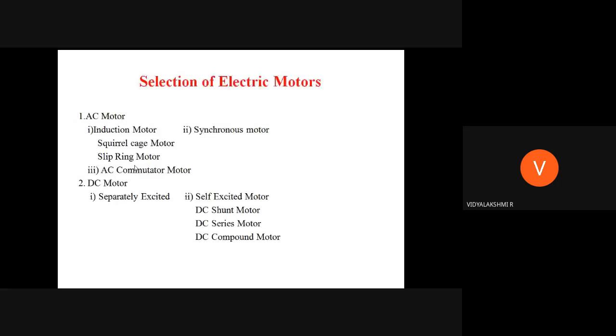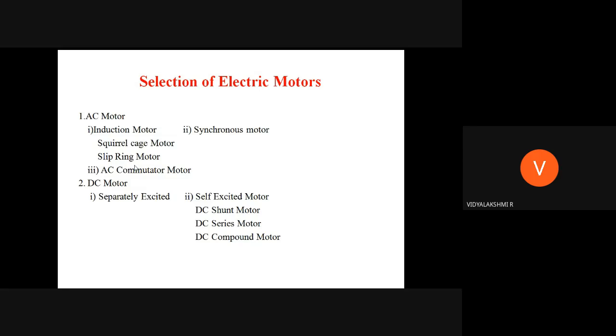If I connect resistance with respect to my armature, what will happen? V is equal to IR, so I is nothing but V by R. If I continuously increase my resistance, what will happen? My current will reduce, because resistance is inversely proportional to current. That's why, in order to limit the starting current, I have added the starting resistance.